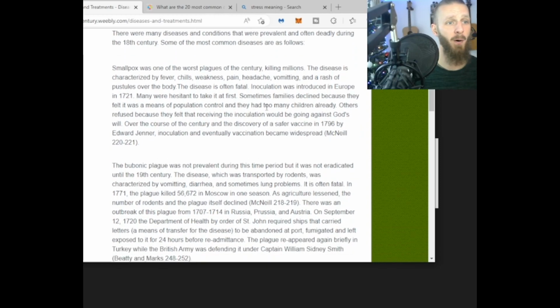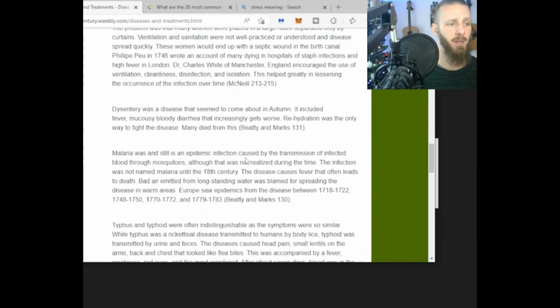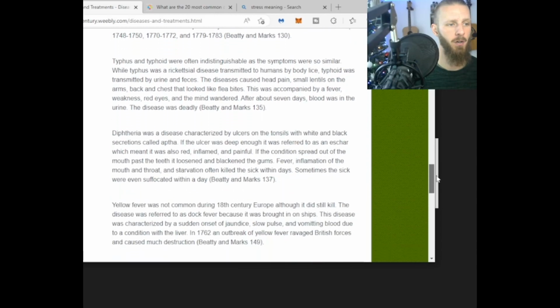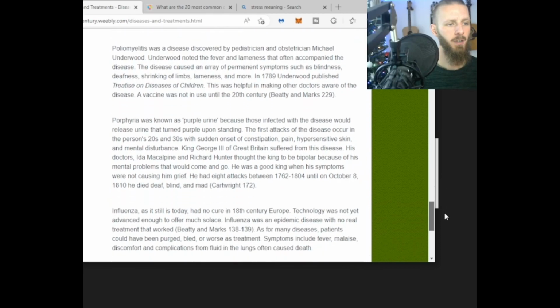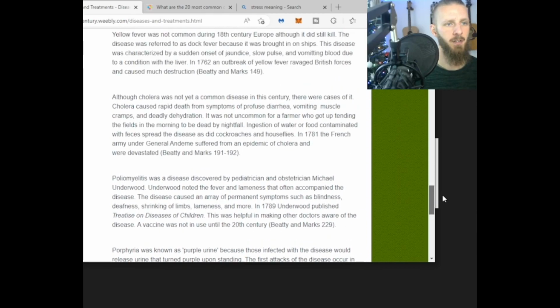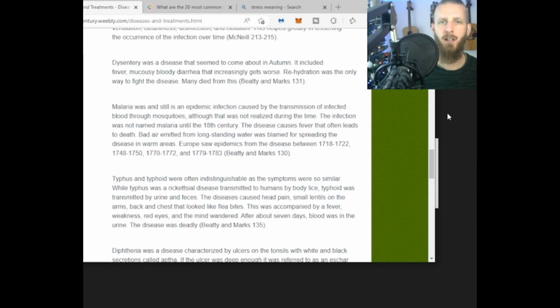Scroll through. Smallpox, bubonic plague was not prevalent, but it was not eradicated. Syphilis, peripheral fever, malaria, typhus. I mean, when you look at all these diseases that were going on, yellow fever, oh gosh, influenza, the serious flu. This is all the 18th century, yet why was the word stressed only still probably used in a mechanical term, not in this term that we use it today?